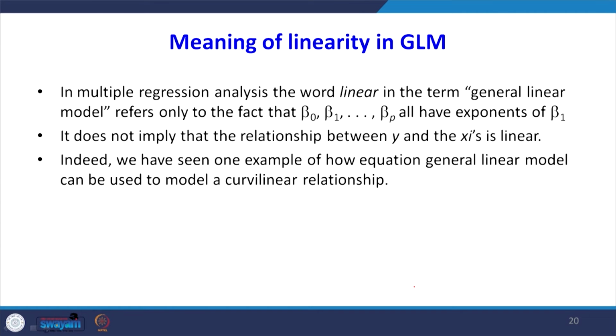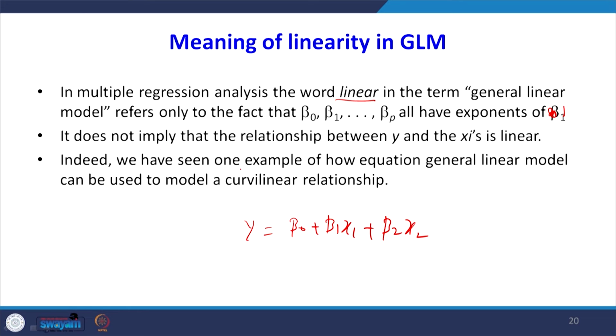Meaning of linearity in a general linear regression model. In multiple regression analysis, the word linear in the term general linear model refers to the fact that beta 0, beta 1, beta p all have exponents of 1. Suppose a model is there, beta 0 plus beta 1 x 1 plus beta 2 x 2. When I say linear model, the coefficients beta 0, beta 1, beta 2 are linear. We are not discussing the relation between x and y. When we say linear, the coefficients beta 0, beta 1, beta 2 are linear. It does not imply that the relation between y and x is linear.